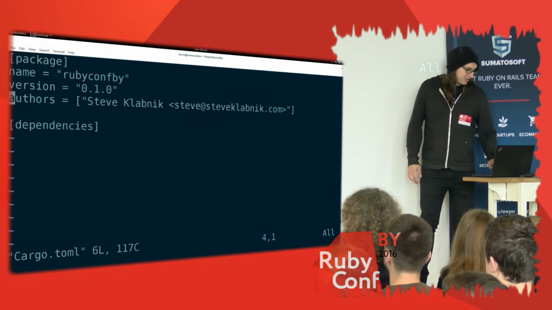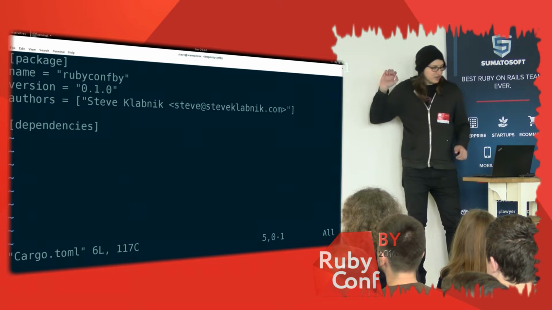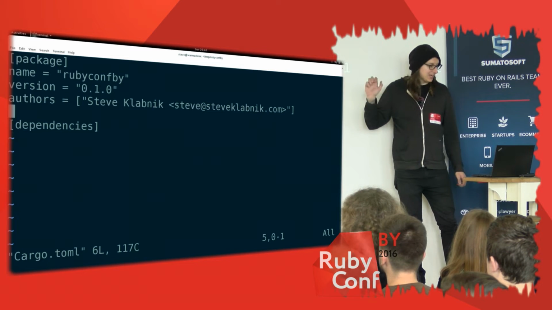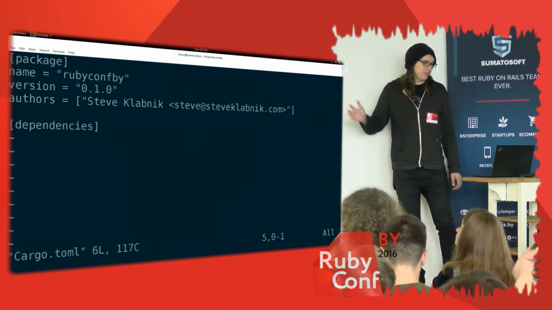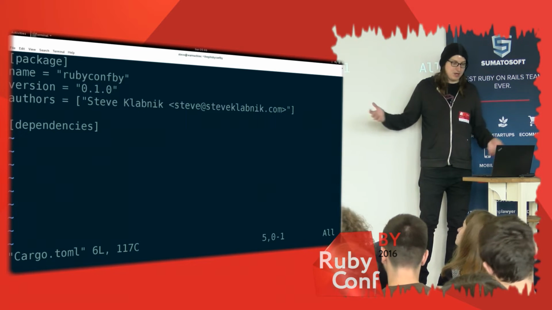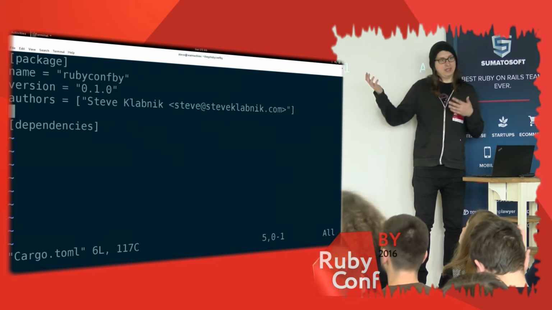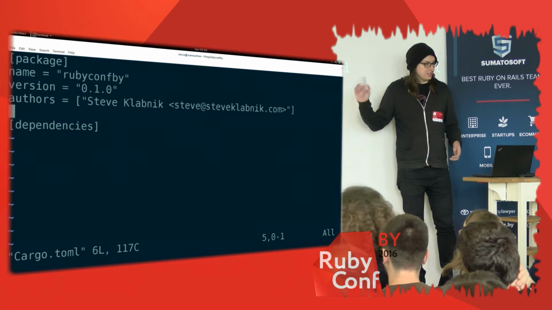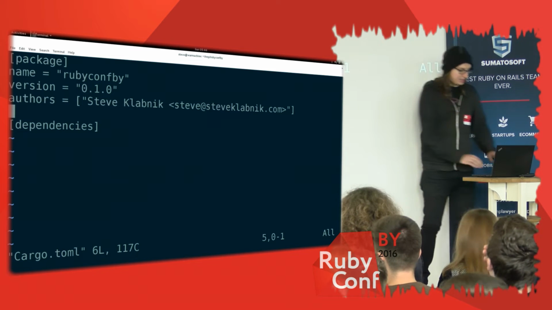But basically the way TOML works is you have this package directive, and then inside there's the name of the package, an initial version, which is 0.1.0, and then it picks up your authors from Git. So it read my Git information and put that there. And then there's this dependencies section. So this is very familiar to you.